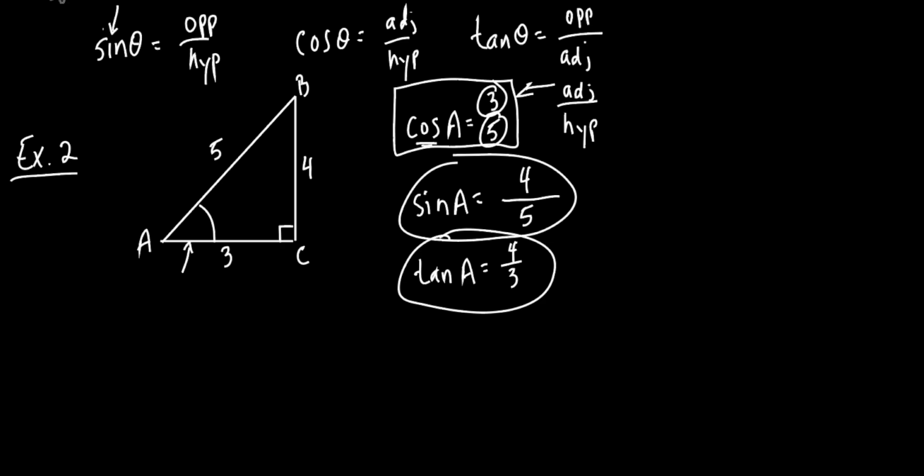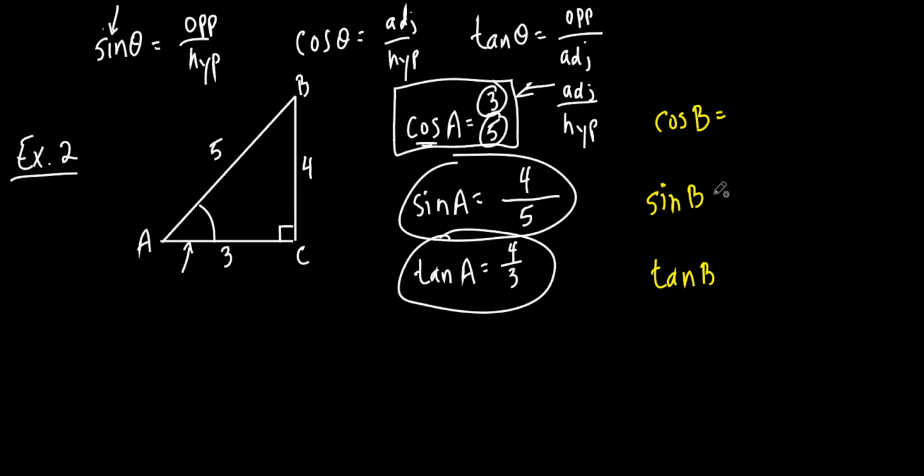What if they don't ask you this? I'll do this in a different color just to make it different. What if they asked for the, since I went cosine, I'll put cosine first, then the sine, and then the tangent.